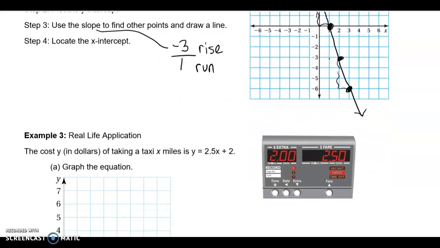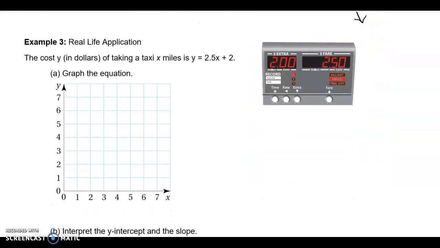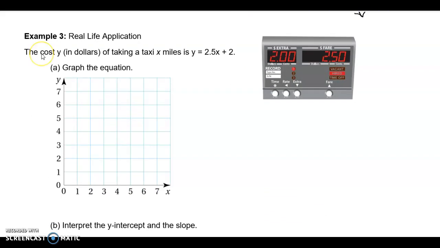All right, moving on. So real life application says here the cost y in dollars of taking a taxi x miles is that. So I'm going to put labels right here. The cost y. So that means cost over here, and that is in dollars. And x is miles. So I'm going to label my graph. Label that graph.